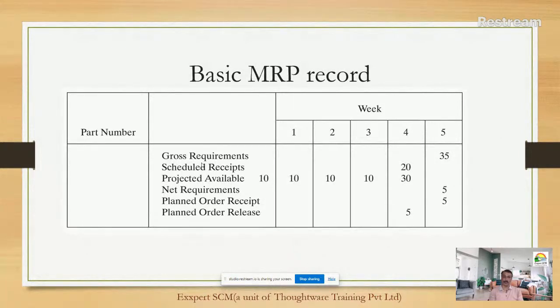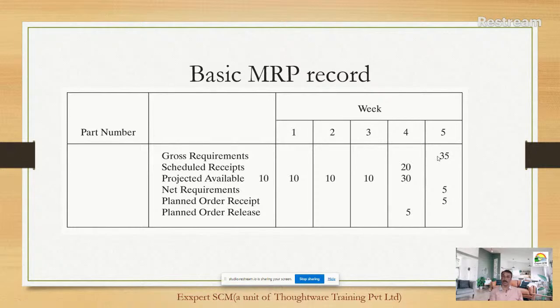You can see on the top it has a weekly schedule. It need not be a weekly schedule, it could be daily, shift, or also monthly, depending upon the manufacturing lead time for a product. So you have a part number, and there are six line items available in this grid. The first one is the gross requirement. You can see a requirement of 35 numbers coming from the previous process, that is from the master production schedule, and there is no requirement for the first 4 weeks.